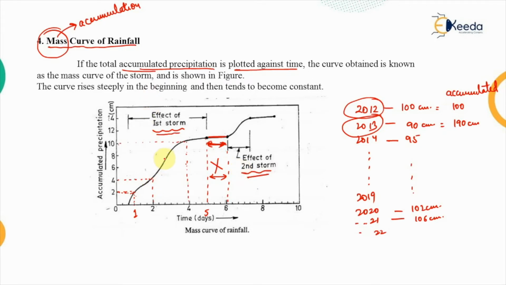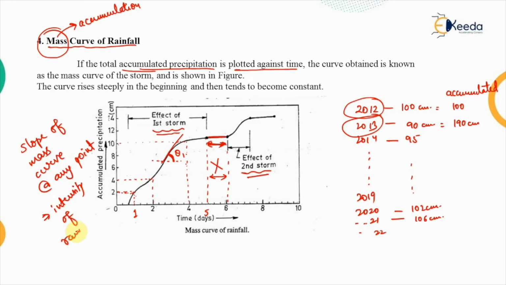And the slope at any point of the mass curve, let's say if we are calculating the slope here, the slope is always calculated from the horizontal. So this theta 1 value, if we are calculating this slope in terms of theta, this slope of the mass curve at any point represents the intensity of rainfall at a particular duration.